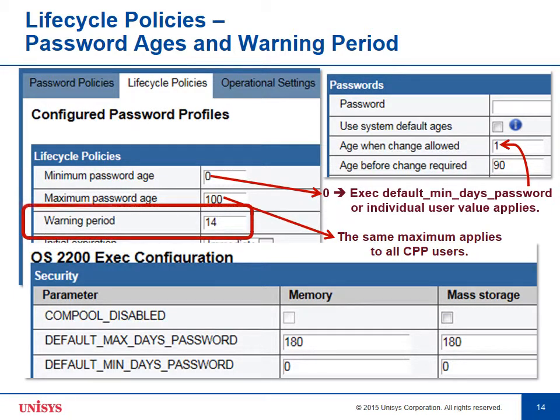In the warning period field, you can enter the number of days before a password expires that the user will be warned about the expiration. The range is from 0 to the maximum password age. If it's set to 0, the warning is disabled.